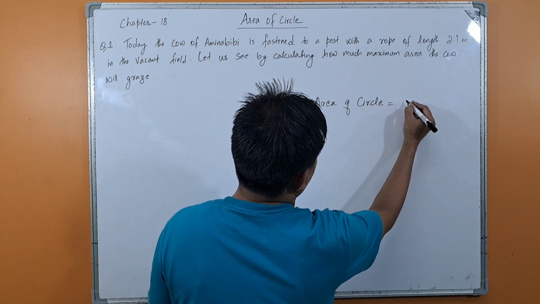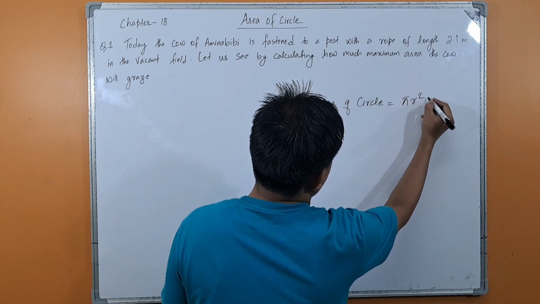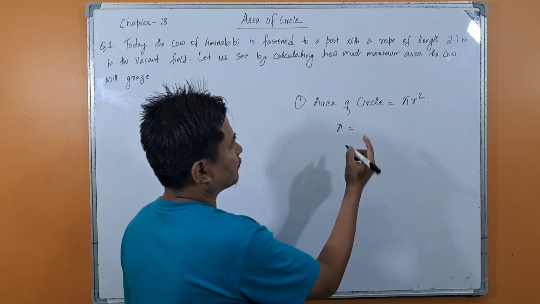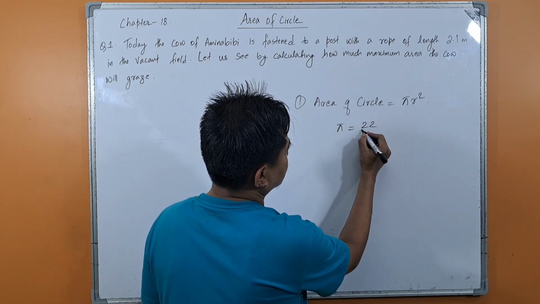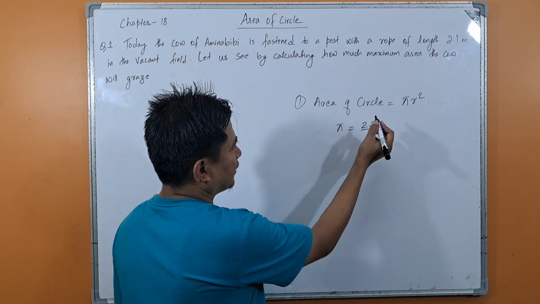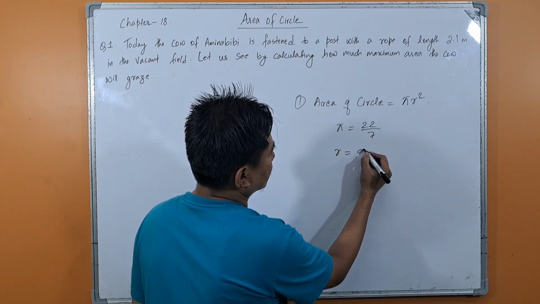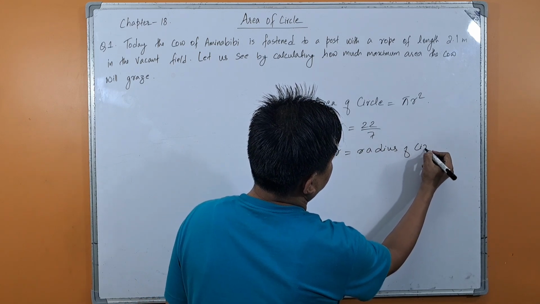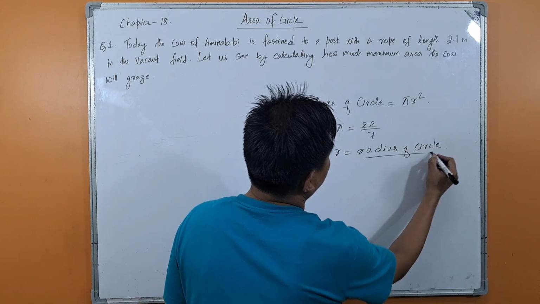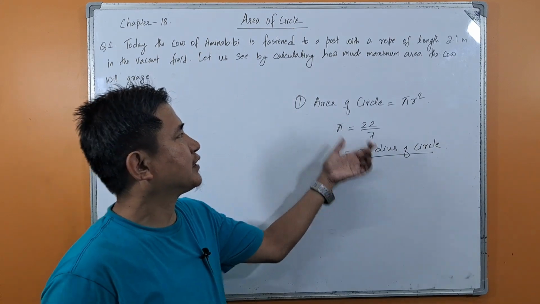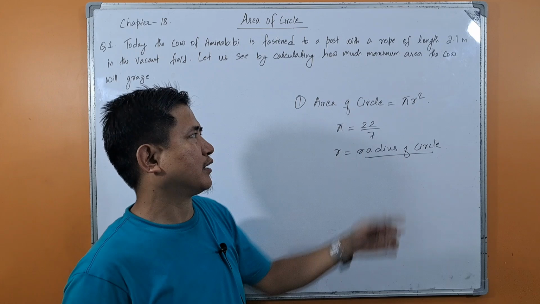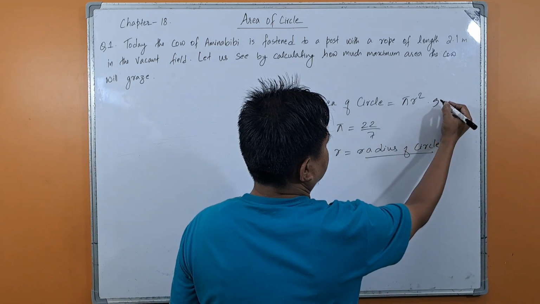is given by the formula pi r square, where pi is a constant number, the value of which is usually used as 22/7, and r is the radius of the circle. That means if we know the radius of a circle, we can easily calculate the area of that circle by using the formula pi r square unit.